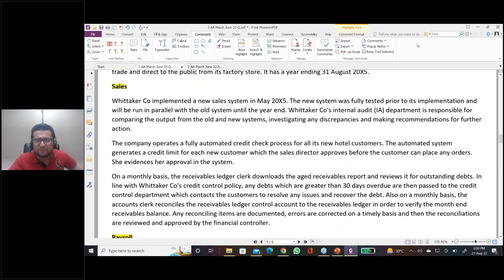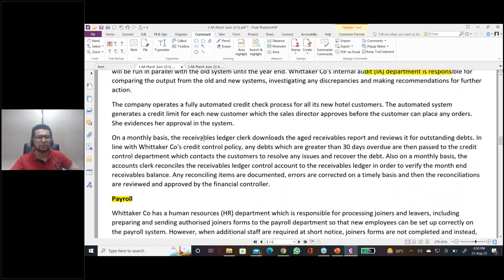So we have identified first deficiency, and that has got to do with the internal audit department being responsible. Let's continue. The company operates a fully automated credit check process for all its new hotel customers. The automated system generates a credit limit for each new customer, which the sales director approves before the customer can place any order, and she evidences her approval in the system. So basically, she makes electronic signature or something.